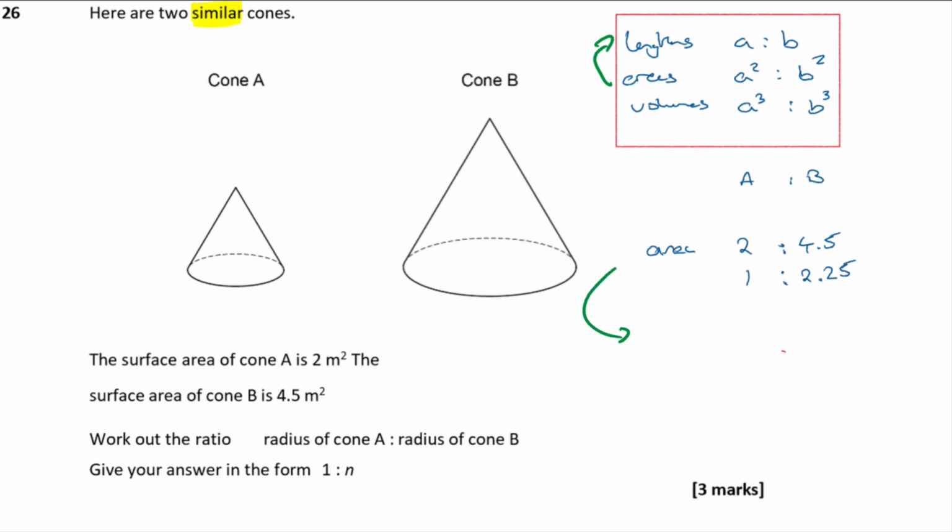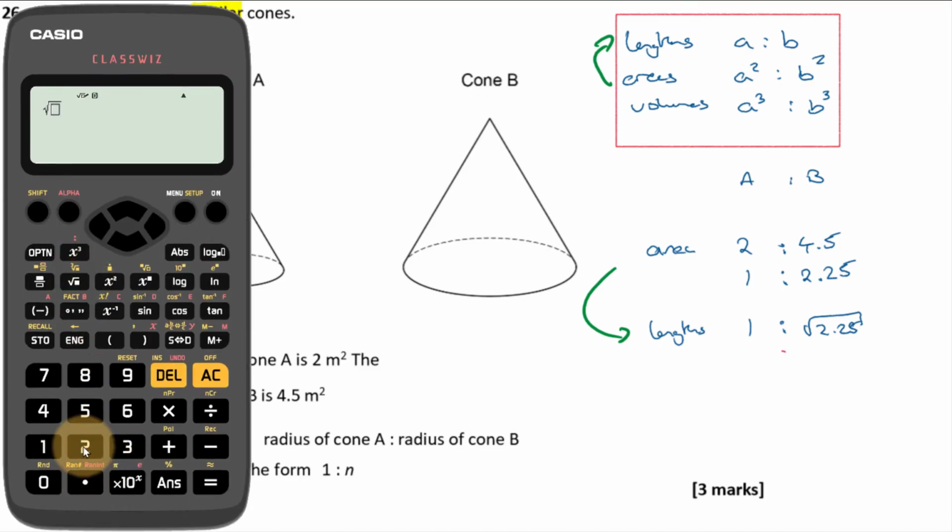Okay, and then if I want to go from there to the ratio of their lengths, I'm going to have to square root, aren't I? So the square root of 1 is just 1, and the square root of 2.25 is root 2.25. What is root 2.25? I think that's 1.5. Let's just double check. Root of 2.25, yes, 3 over 2 or 1.5. So that is the ratio of 1 to 1.5.